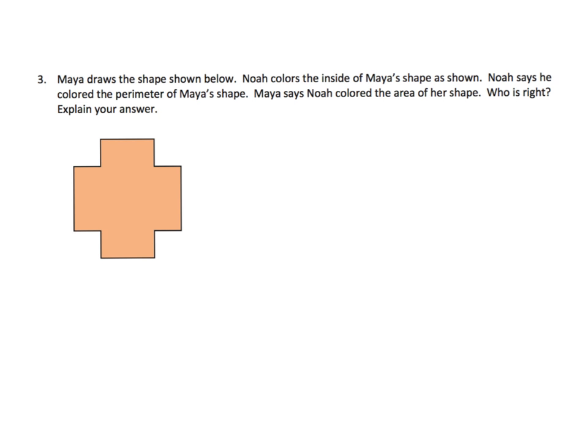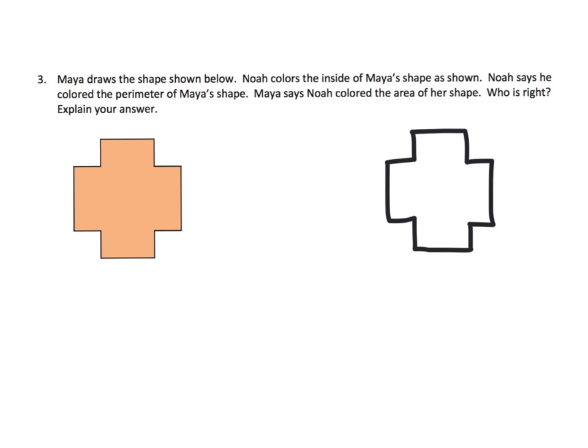And lastly, Maya draws the shape shown below. Ostensibly, what happened is Maya had drawn the original figure, and I'm going to draw it like this. Maya originally drew this, but Noah colors the inside. And he says he colored the perimeter. Maya says he colored the area.